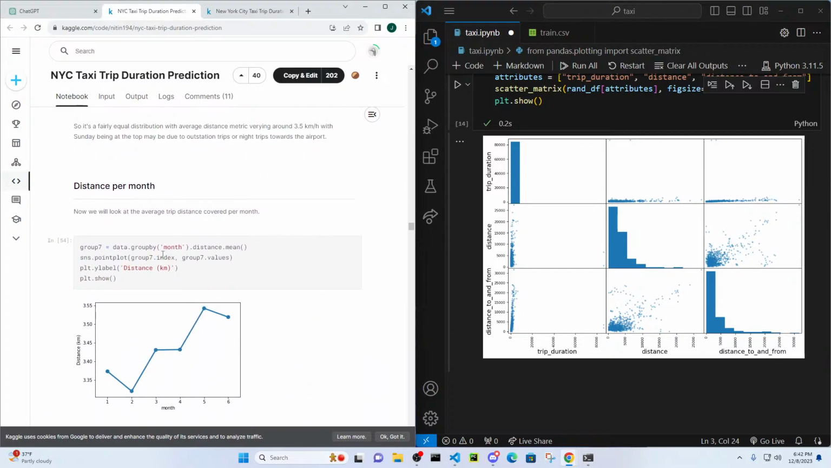Distance per month. So now we'll look at the average trip distance. It's grouping by month, finding out the average distance based on the month where the data was collected, and the distance was shorter in the winter months. I believe it was February and March. Then we have April, May, June, July, and so the distance is increasing as we get to the later months. Though you still look at 3.35 and 3.55, that's still very, very close.